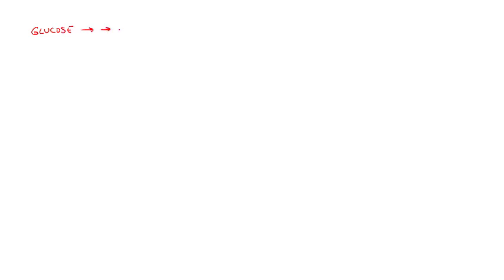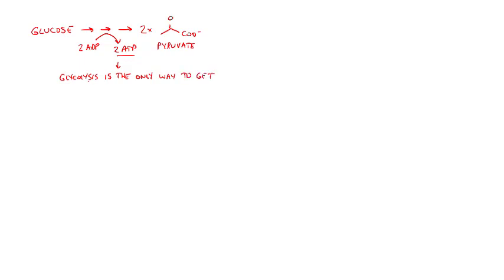All right, so after we complete glycolysis, we have made our 2 molecules of pyruvate. And in the process, we've generated 2 ATP. Now, we said one of the nice things about glycolysis is that glycolysis is essentially the only way to get ATP without any oxygen.